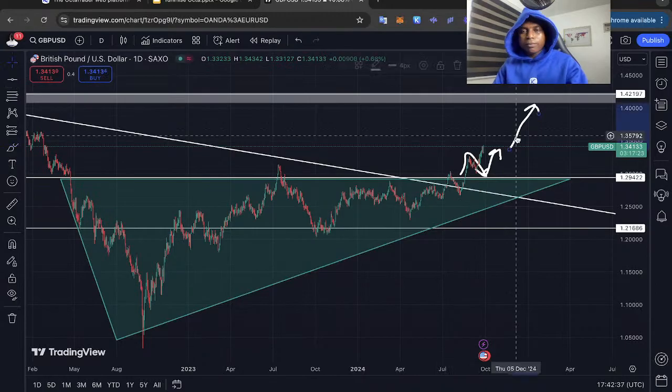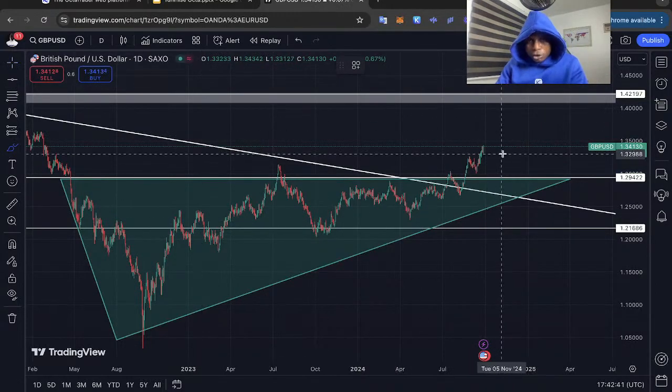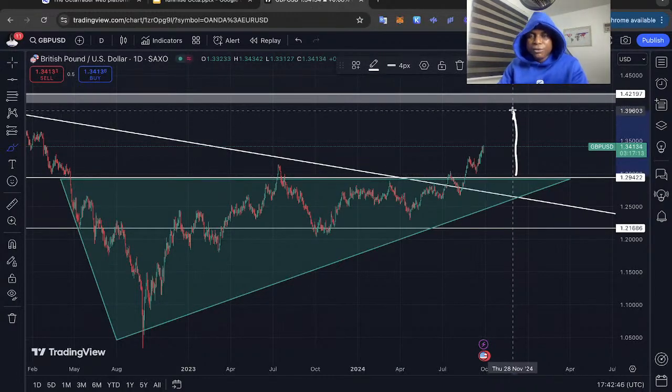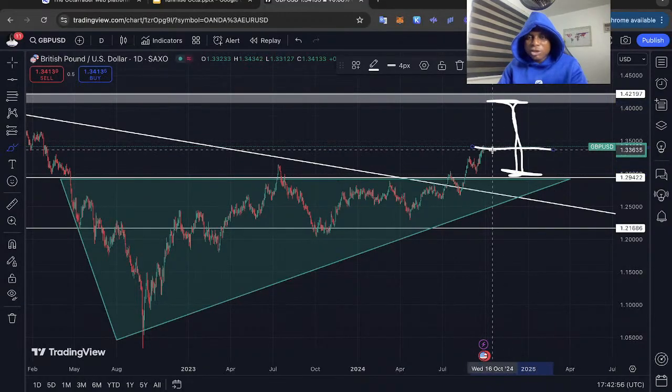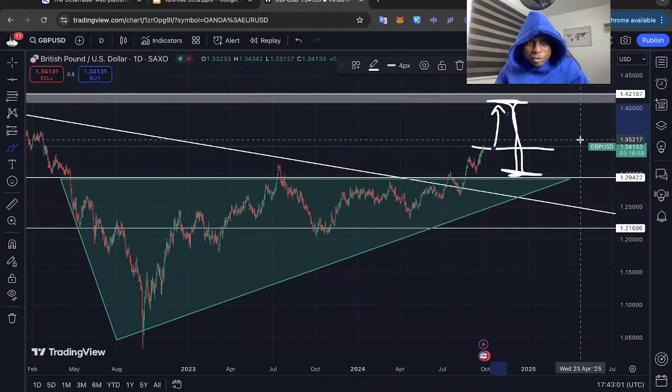let me clean up the chart. Okay, so because this gap from here has to be filled, of course we are at this level now, so it has to be filled up until this level. All right, and that's where we are as we speak.